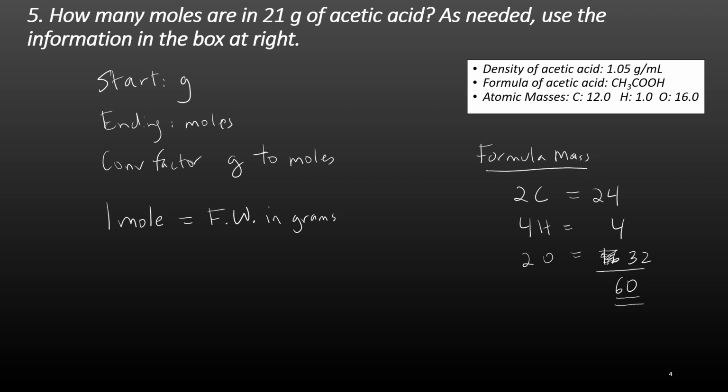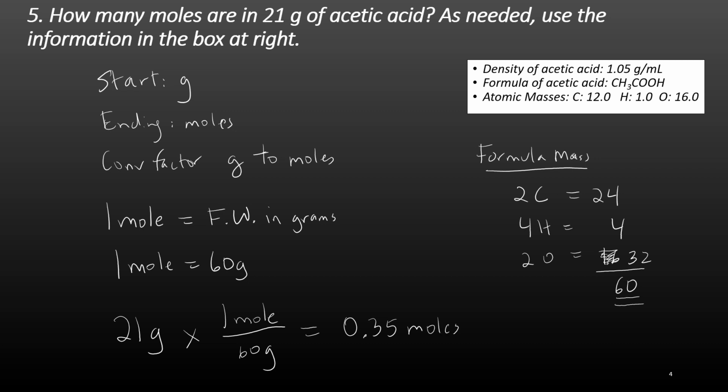All right. So we know then that 1 mole of acetic acid is 60 grams, right? A mole of something expressed in grams is the formula weight in grams. All right, so we just set this up saying 21 grams is what we have. Our conversion factor is 1 mole for every 60 grams. And we do the math and we come out with 0.35 moles.